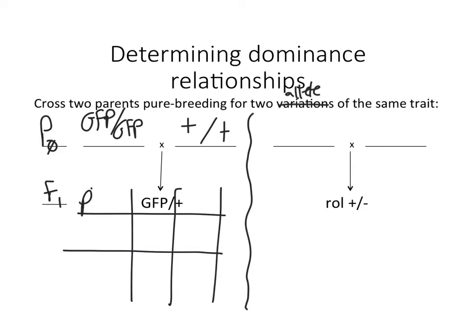So we want to look at the phenotype. Is it green or is it not? If the GFP allele, the version of this gene that is a green fluorescent protein, makes a green offspring, when you're heterozygous, one of your versions of the chromosome has the gene that makes you fluorescent, one of them doesn't.